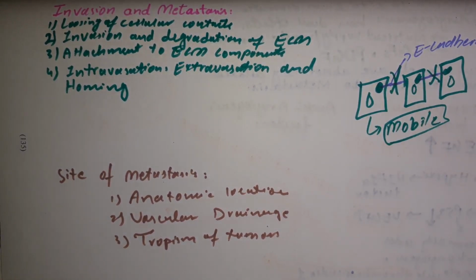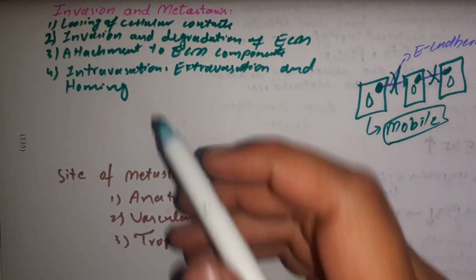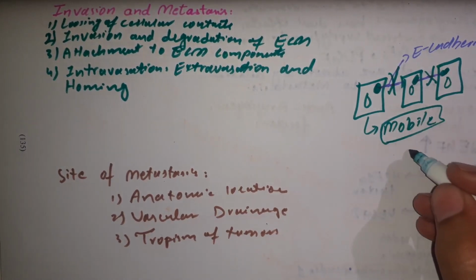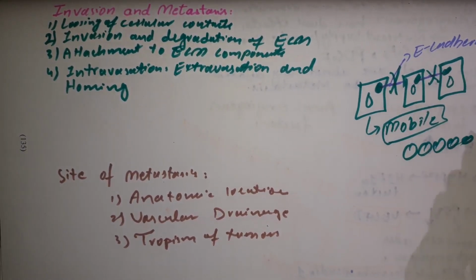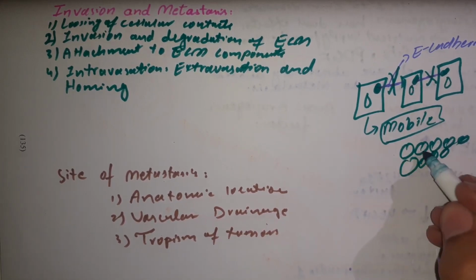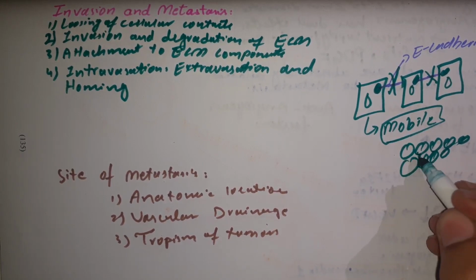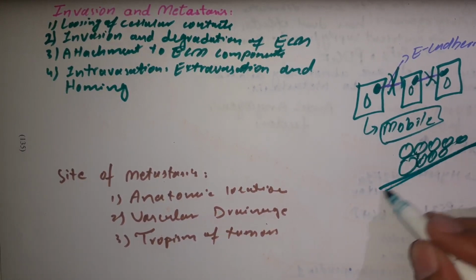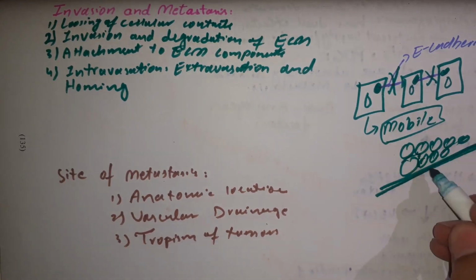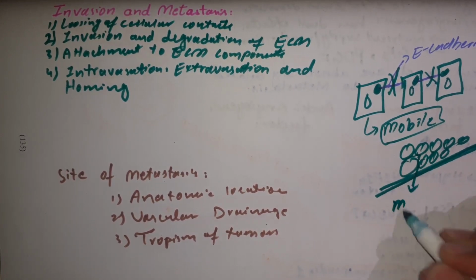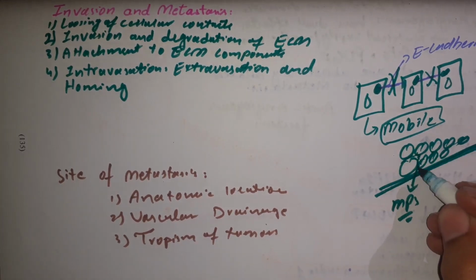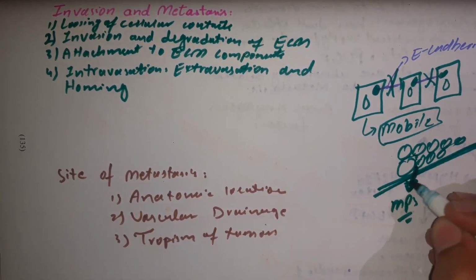So what happens after losing these cellular contacts? Cells start invading their surrounding tissues and degrade the extracellular matrix. Supposedly these are the cells here, and there is extracellular matrix between them. When a cell becomes freely movable, it starts dissolving this extracellular matrix. There is also the basement membrane, which we know is composed of collagen, fibronectin and other proteins. These cells secrete enzymes, which include metalloproteinases, multiple proteases, gelatinases and so on. These enzymes start digesting the basement membrane also.